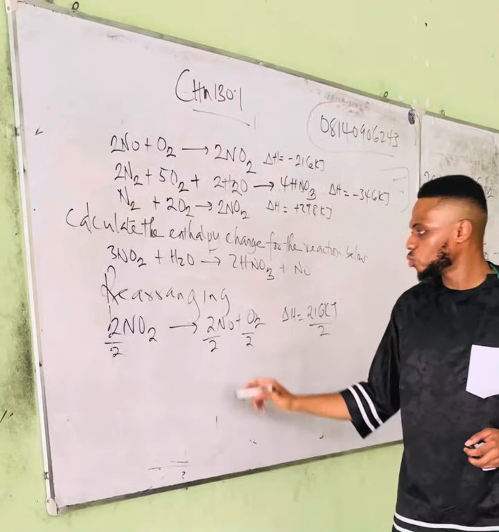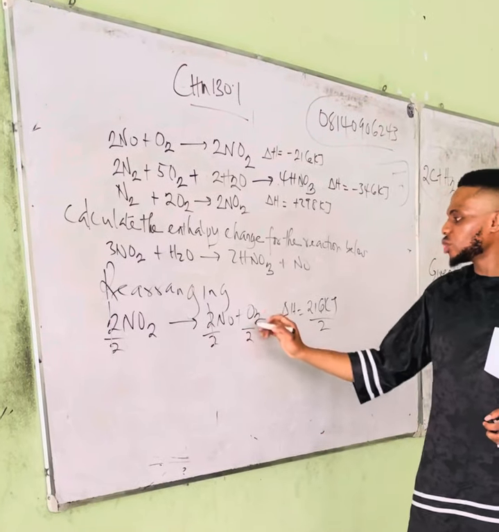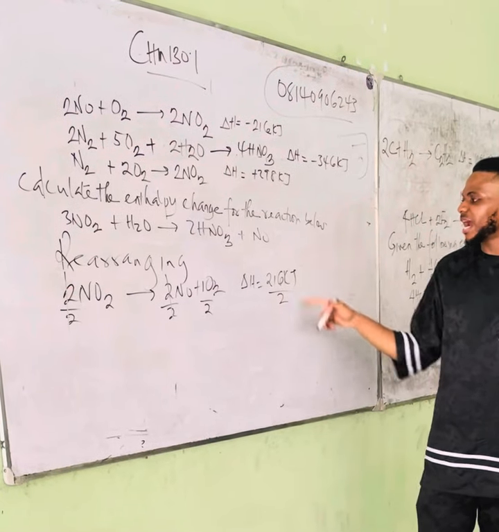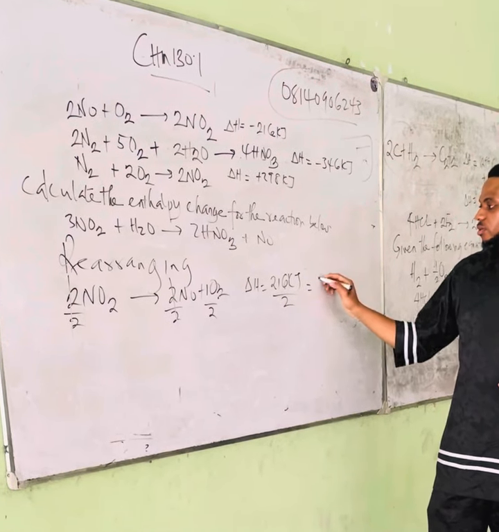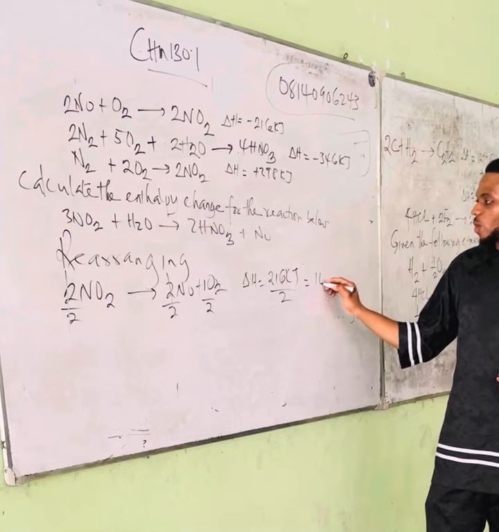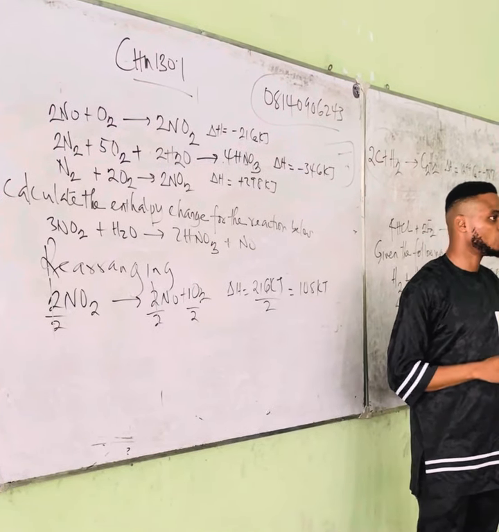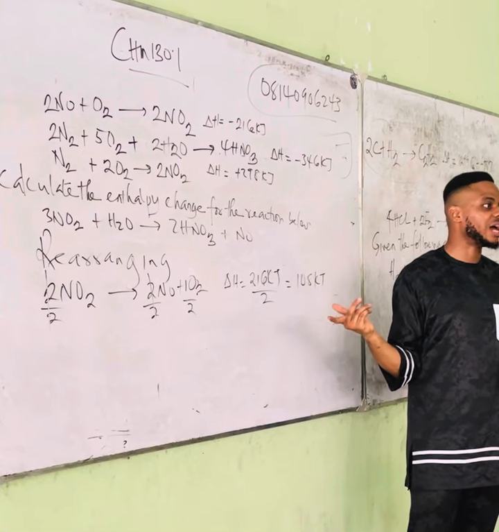2, 2 cancel. 2, 2 cancel. 2. This will now be 1 over 2. Am I correct? Why? This 216 divided by 2 is what? 108 what? Kilojoules. Do you understand? Yes.